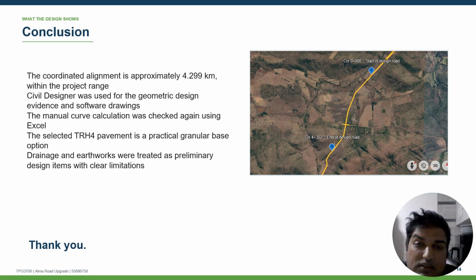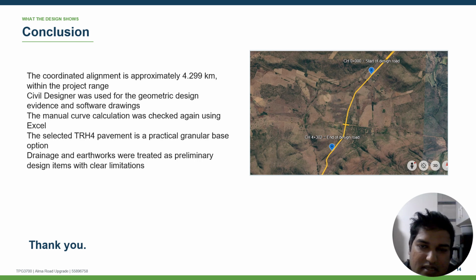To conclude, this project covered the main geometric and pavement design requirements for the proposed upgrade of Alma Road. The coordinated alignment length is approximately 4.299 kilometers, which falls within the project brief. Civil Designer was used to create the software-based road alignment, combined drawing, cross sections, earthworks, and mass haul output. One horizontal curve was calculated manually and then checked again using Excel. My Excel tool is in my report.